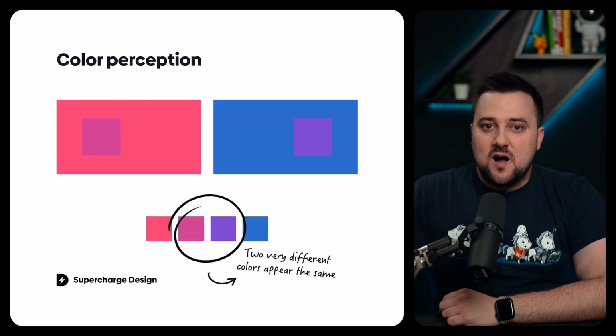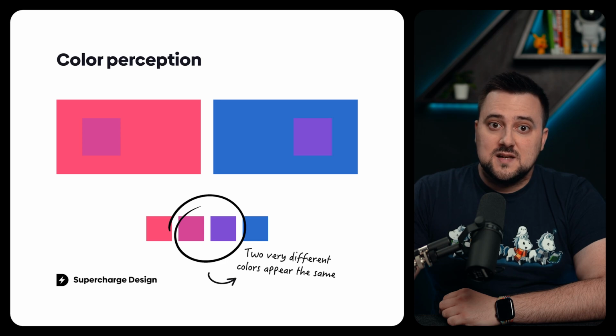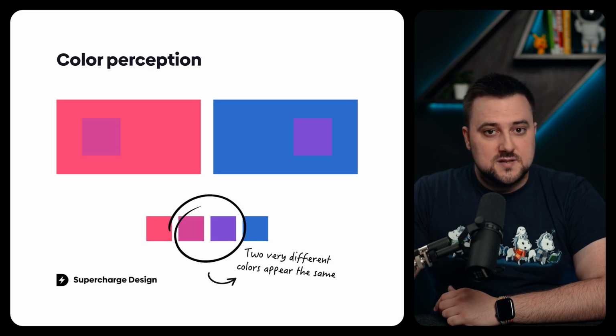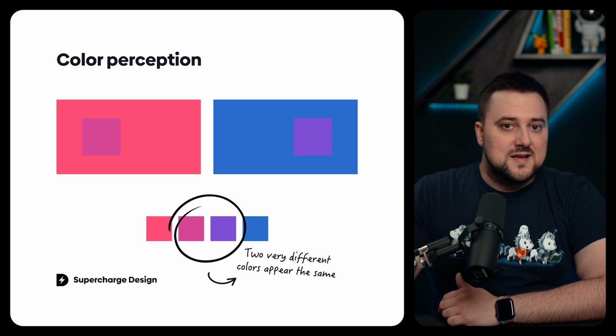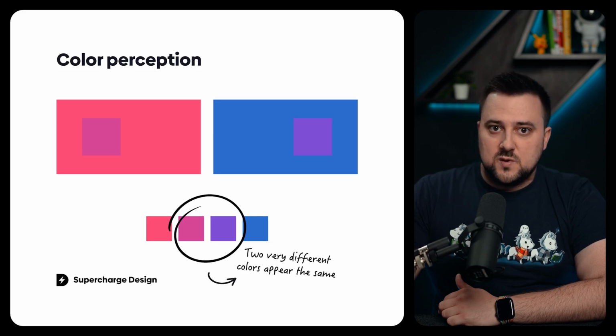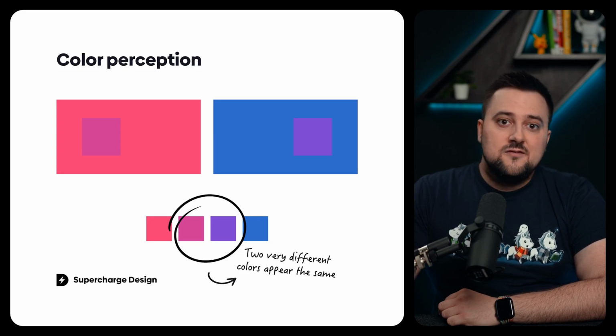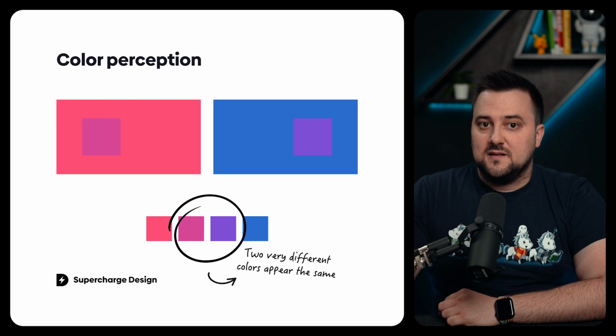A good example of how colors and context can trick us is looking at the colors in the squares. When two adjacent colors influence each other, they change our perception of these colors. More or less saturated, more or less bright. This is known as simultaneous contrast, where the colors next to each other affect each other's hue, saturation, and brightness.